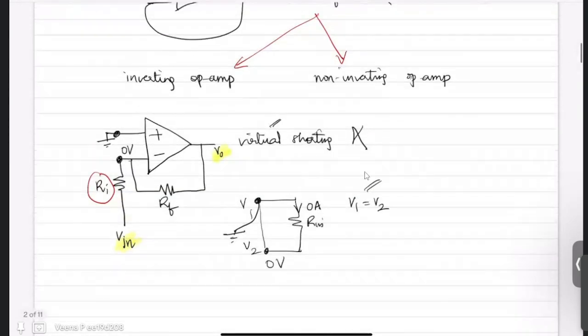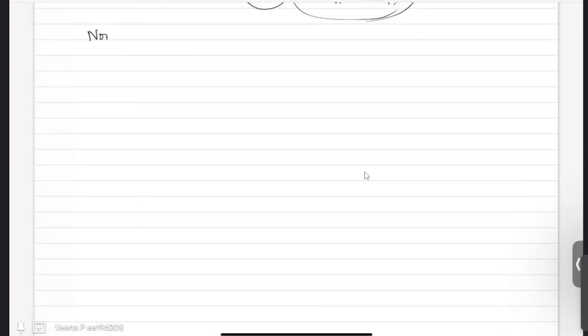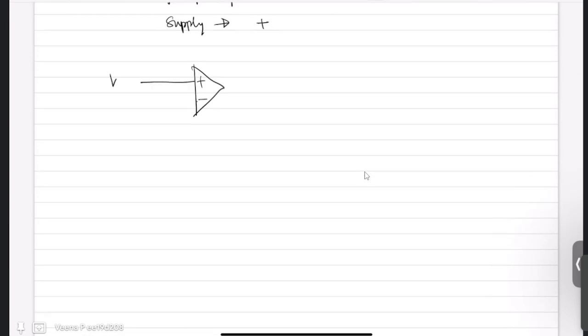Now let us take what is a non-inverting op-amp. As I said before, non-inverting op-amp is also a negative feedback op-amp where you give the supply to the non-inverting terminal. So you have an op-amp, plus minus. When you give supply to one terminal, you will short the other terminal. So I am giving supply to the positive terminal, and the negative terminal I cannot short because the negative terminal is your inverting terminal.